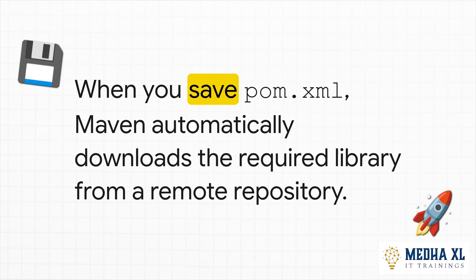And here comes the magic. The second you add those lines to your pom.xml and hit save, Maven just springs into action. It goes out to the internet, finds that exact library, downloads it, and automatically adds it to your project's classpath. It's amazing. No more hunting for jars. It's all done for you.